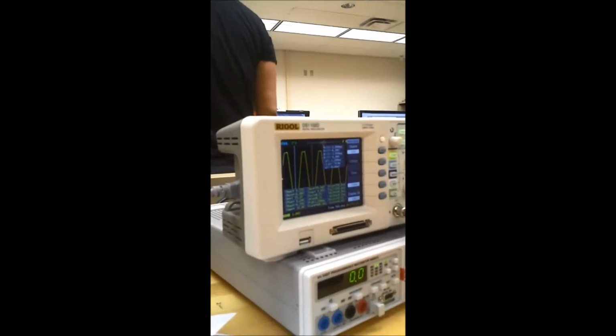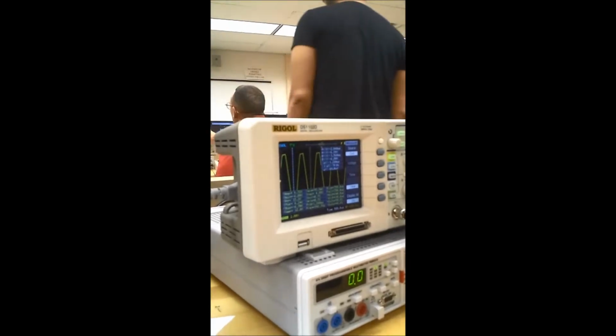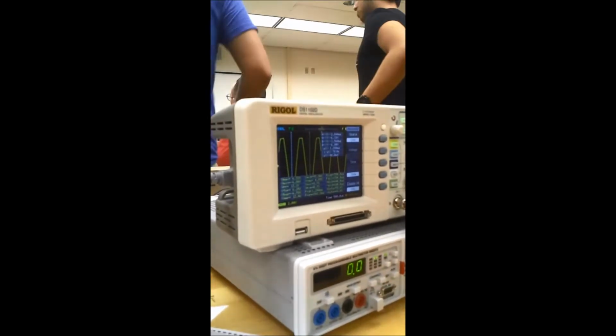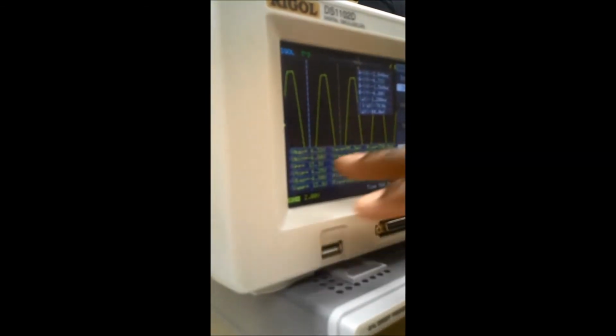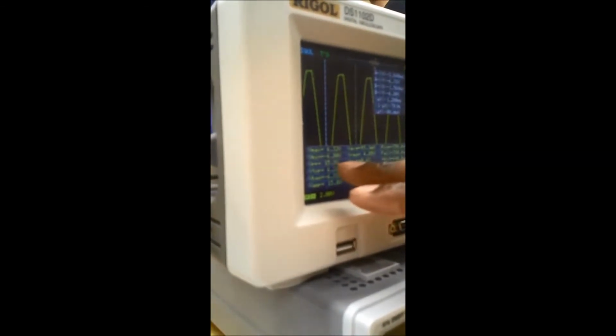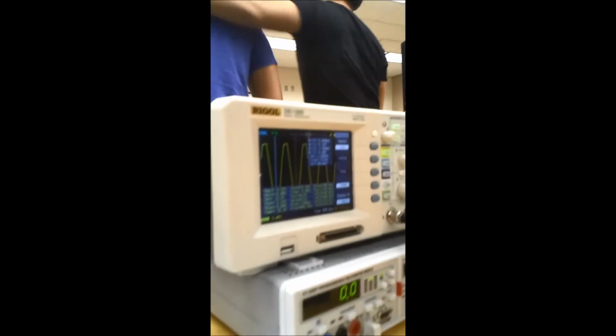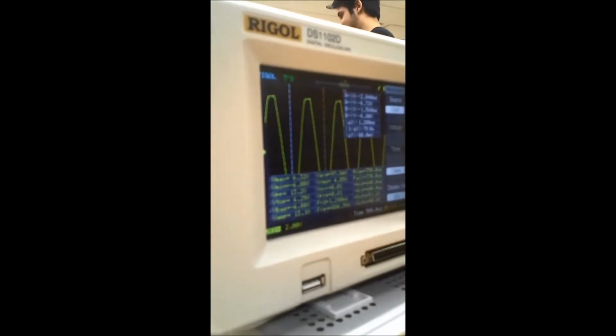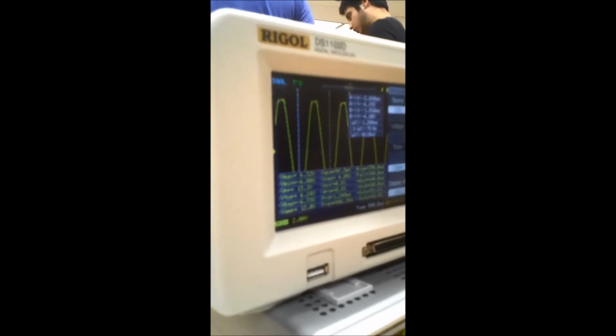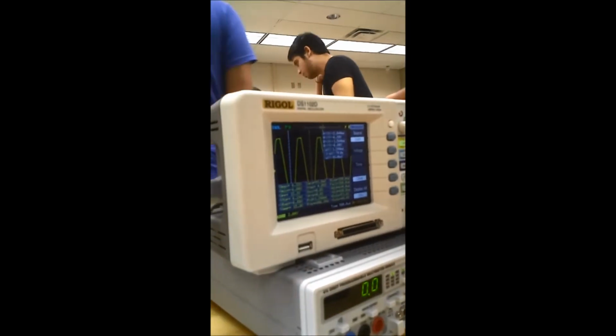The first measurement we're going to do is the peak to peak voltage. As we have it set here, we're getting 13.2 volts. Now to figure out the RMS, we have it also here, which is 4.85 volts.